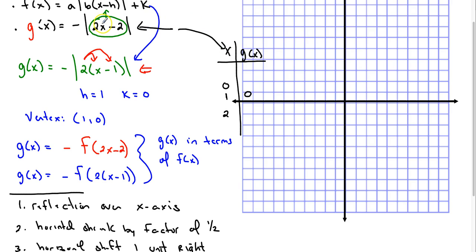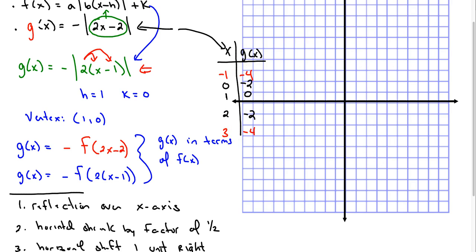What's 2 times 0? 0. Minus 2. Negative 2. The absolute value of negative 2. 2 times negative 1. So when x is 0, y is negative 2. When x is 2, y is also negative 2. Let's go another one. Let's go negative 1 and 3. Plug in 3. 2 times 3. 6. 6 minus 2. 4. Absolute value of 4. 4 times negative 1. Negative 4. So when x is 3 or negative 1, y is negative 4.